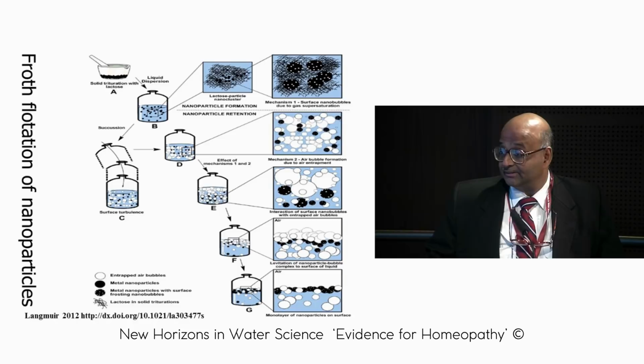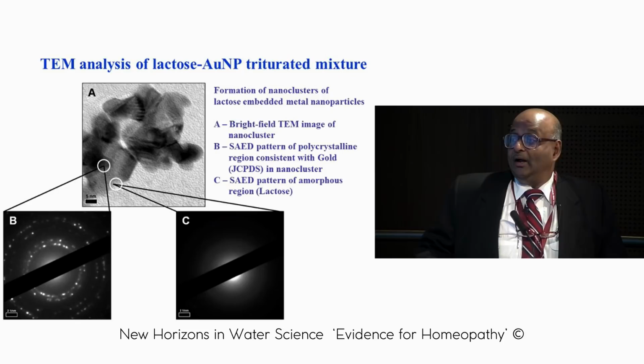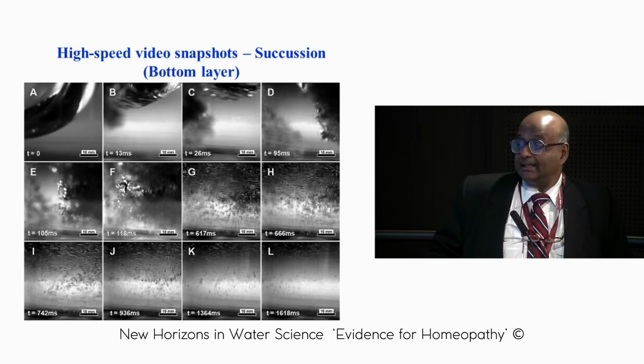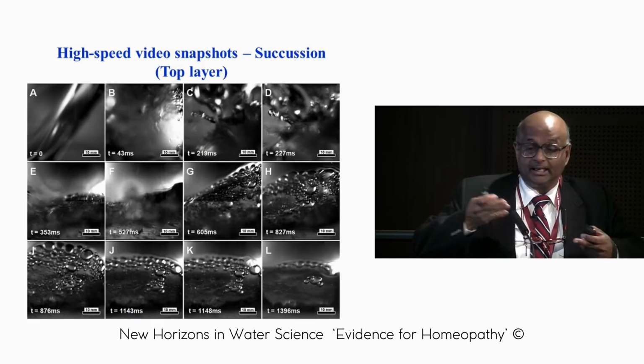It's only the nanoparticles which float to the surface in froth, and in time these bubbles go away within a few seconds or minutes. And how do we know that? We know that because we have done high-speed video photography, which shows these particles being generated. This is a sequence of images at the bottom of the container. If you look at the top of the container, these nanobubbles remain.